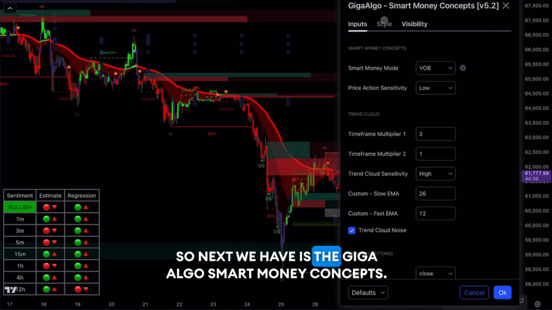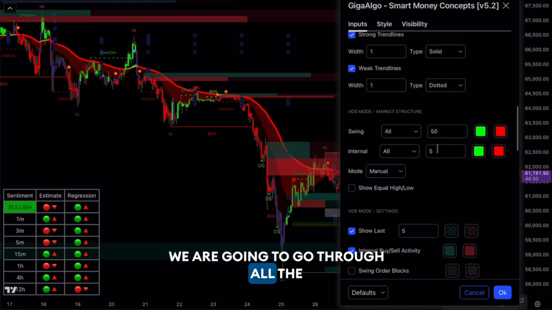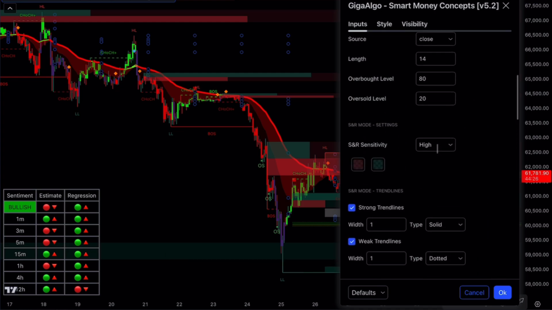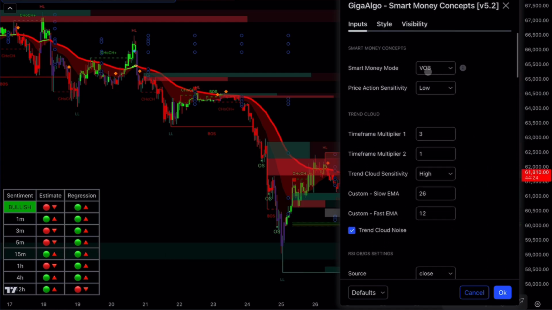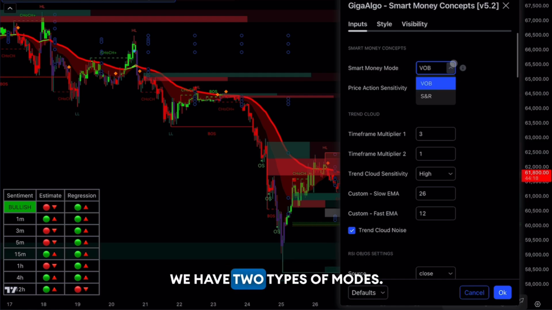So next we have is the Giga Algo smart money concepts. We are going to go through all the options and see how they all work. First we have is the smart money mode. We have two types of modes.